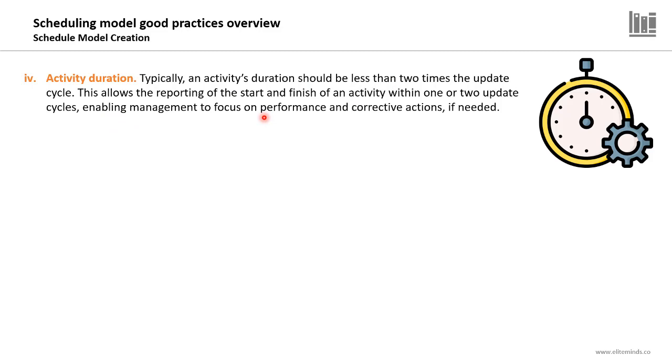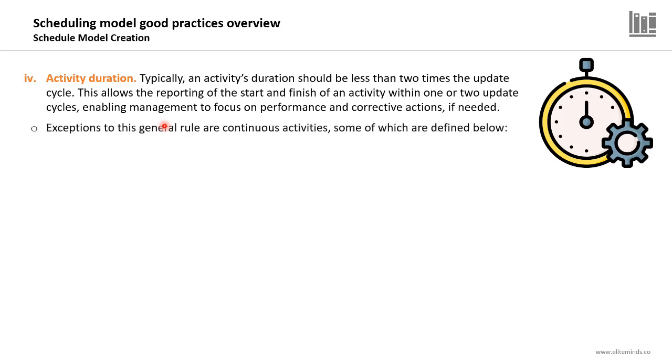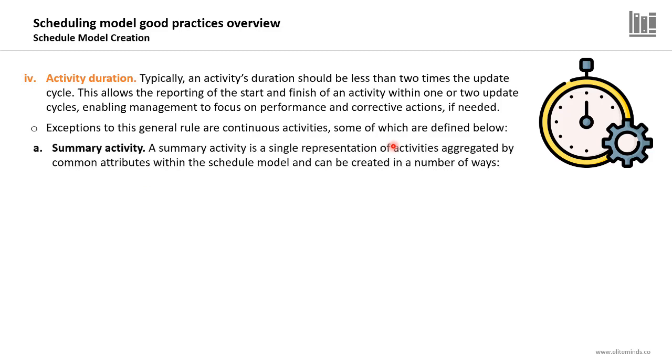This allows the reporting of the start and finish of an activity within 1 or 2 update cycles, enabling management to focus on performance and corrective actions if needed. Exceptions to this general rule are continuous activities, some of which are defined below. So what are the continuous activities? First of all, we have the summary activity, and a summary activity is a single representation of activities aggregated by common attributes within the schedule model and can be created in a number of ways.